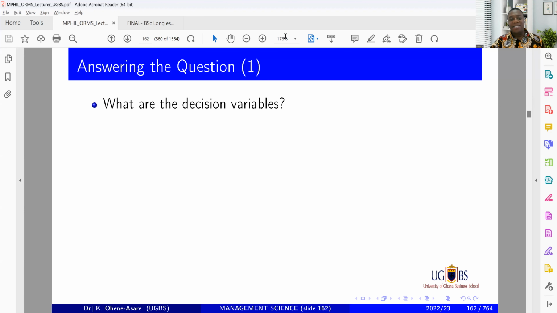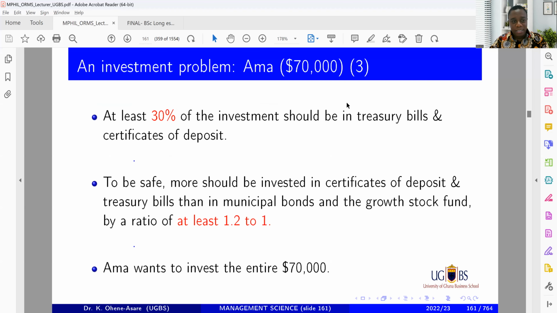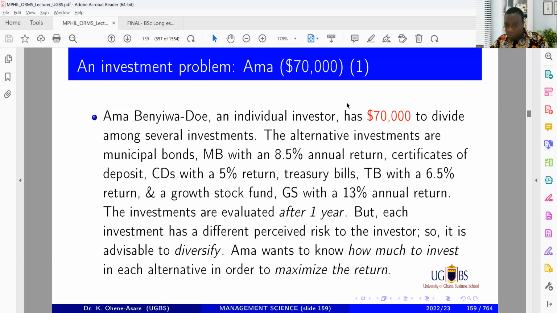So what are the decision variables? That's the question. What are the decision variables? I need somebody to raise their hand and tell me what are we deciding on? What is the goal? Mary.